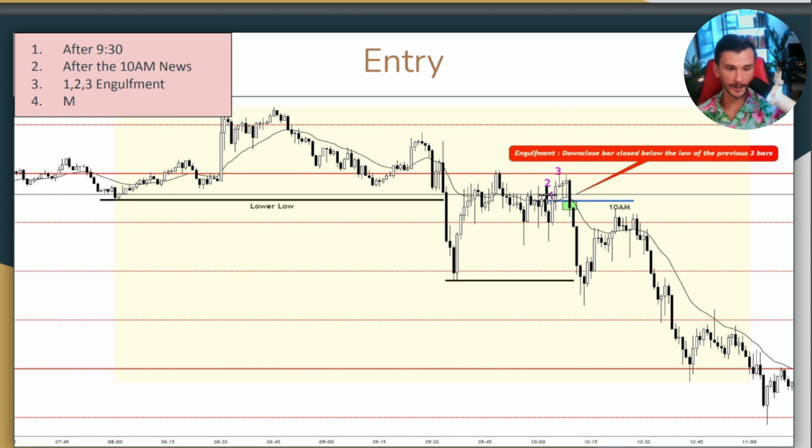This is the news candle right here, 10 o'clock's open, and they traded back up 1, 2, and a bit of a 1, 2, 3 engulfment. They engulfed 10 o'clock's open. That was the entry for the continuation back down. Lower lows, lower highs, news candle, 1, 2, 3 back up without making a higher high, engulfment back down to the downside for the entry short.